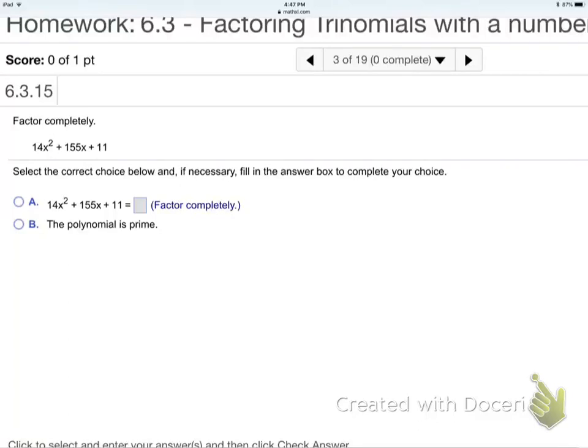Okay, so here I am. I'm going to finish section 6.3, do a few more examples for you on this.